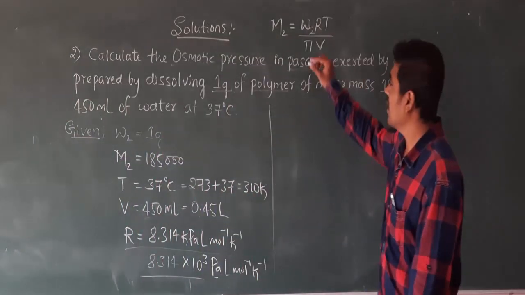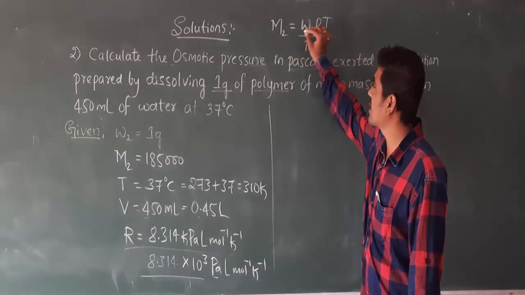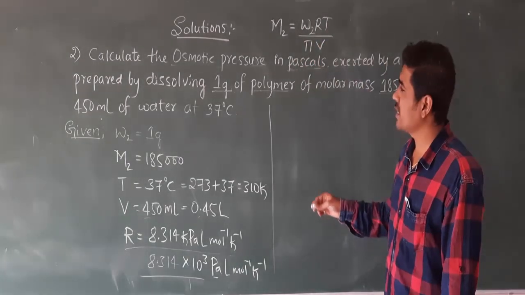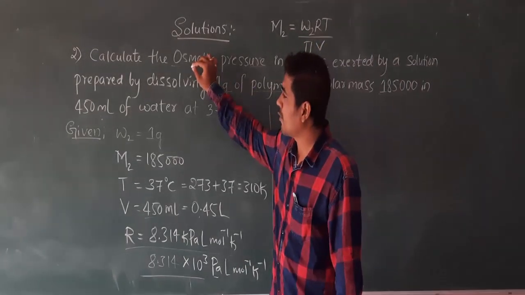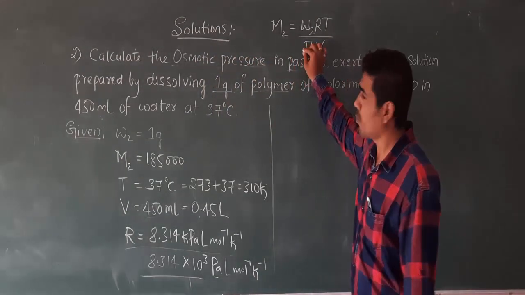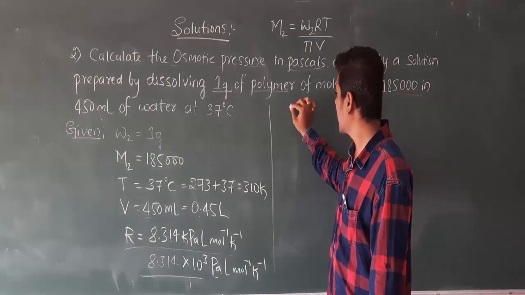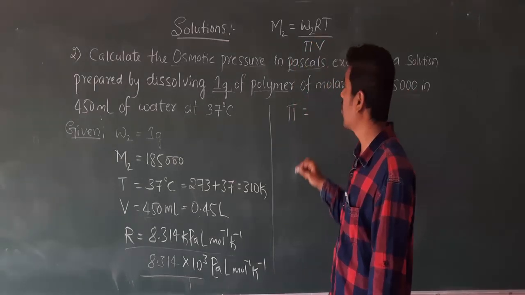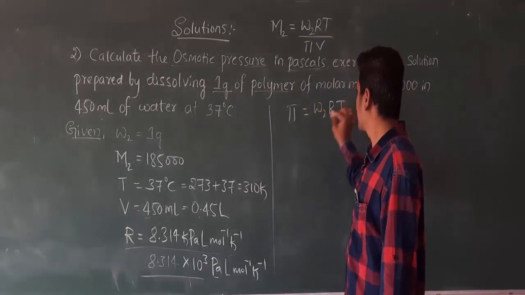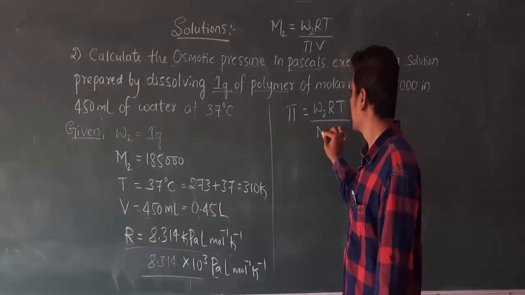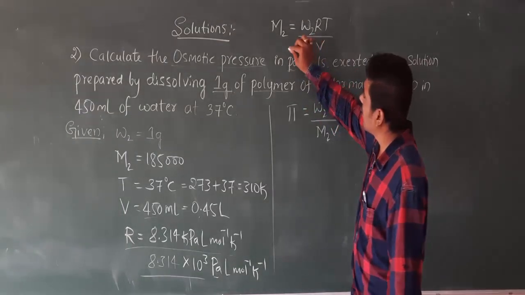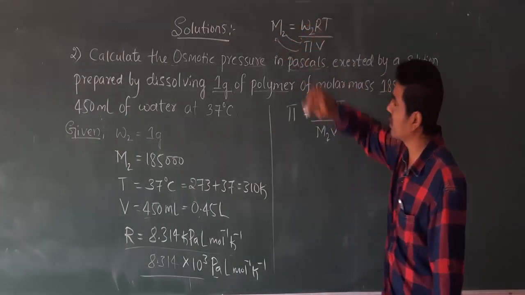Now use the formula. What is the formula? M2 is equal to W2 RT divided by pi. But what do you need to find? Osmotic pressure. So I will modify this formula and write it as pi is equal to W2 RT divided by M2 V. Okay. So pi I have taken here and M2 I brought here.